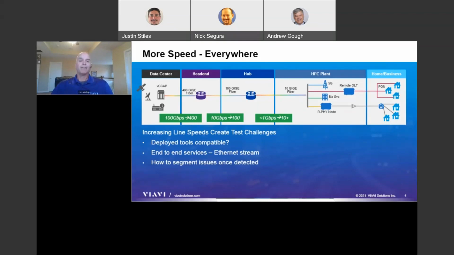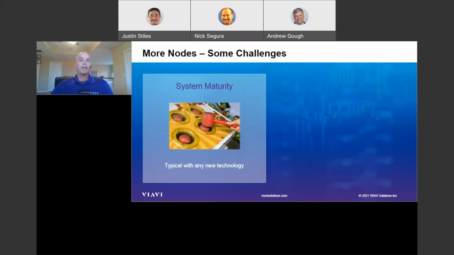This is obviously a greatly simplified diagram, and there's a lot that can go wrong here. You can have misconfigured switch ports, you can have bad switch ports. AOCs, active optical cables, are out there now, and those can go bad. Even something as simple as a bent fiber can cause issues. So we need to be sure that we consider the impact of the speed all the way across the network on test. So the next one is more nodes.